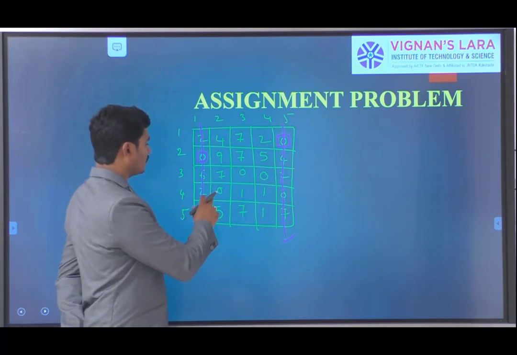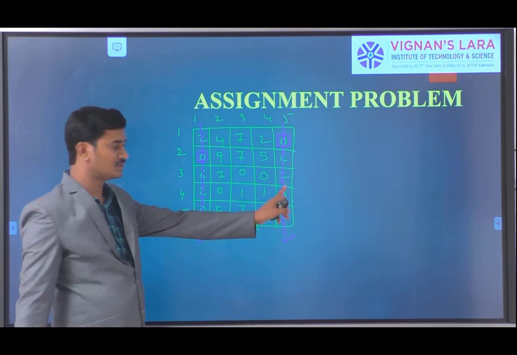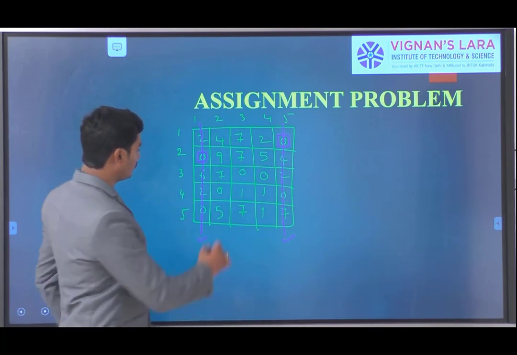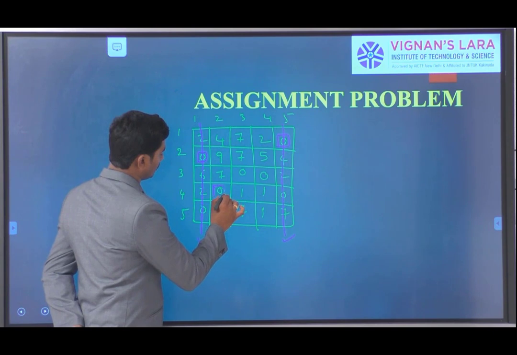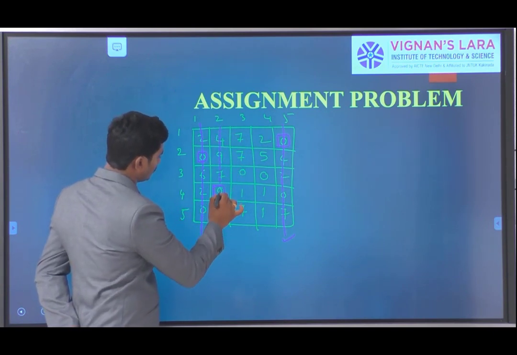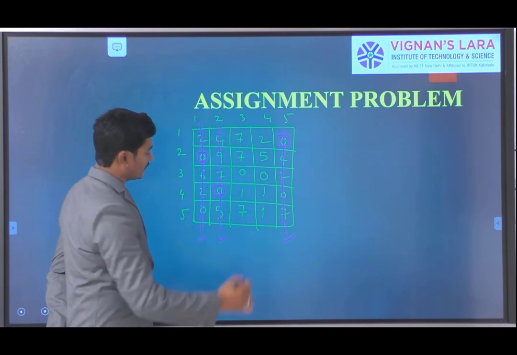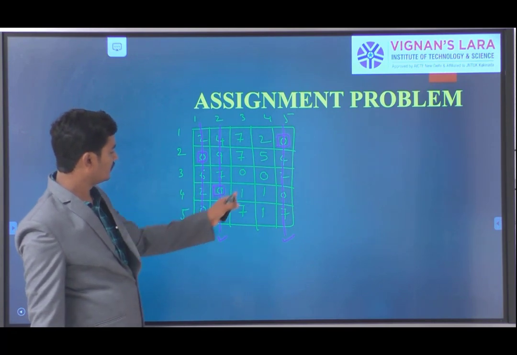Next, coming to the fourth row. Here we have 2 zeros, but already 1 zero is deleted. So simply we take another 0 and draw the vertical line. It is another. Next, coming to the fifth row.